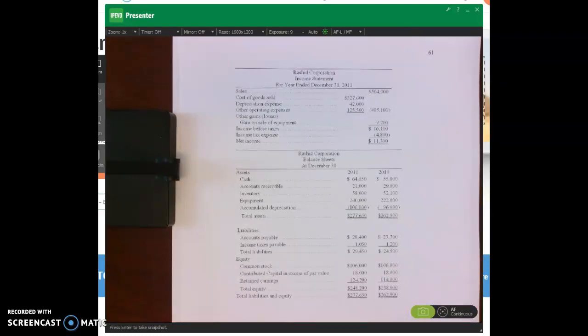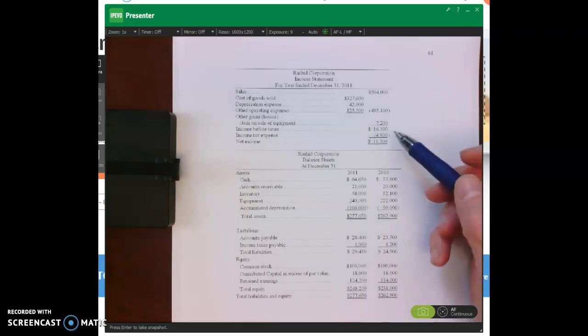To do the indirect method, we need the current period's income statement, which we have. We also have to have the prior period and current period balance sheets. Those are the prerequisites. So I'm going to jump into it and start off with the indirect method.